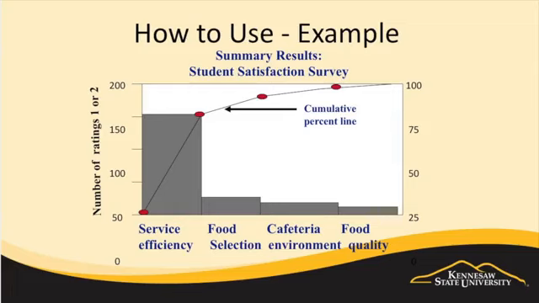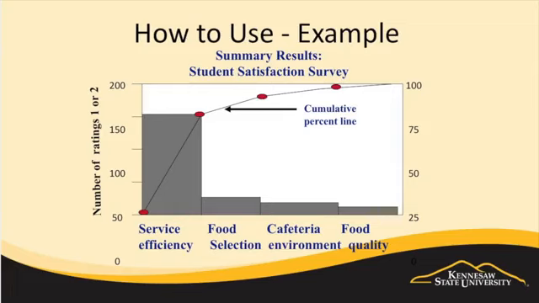To create the chart, first collect the data. In this case, it's student dissatisfaction with various aspects of the cafeteria. When you have collected the counts, sort the data from largest to smallest. The largest bar is always on the left. You can tell at a glance that service efficiency is the biggest problem contributing to student dissatisfaction with the cafeteria.